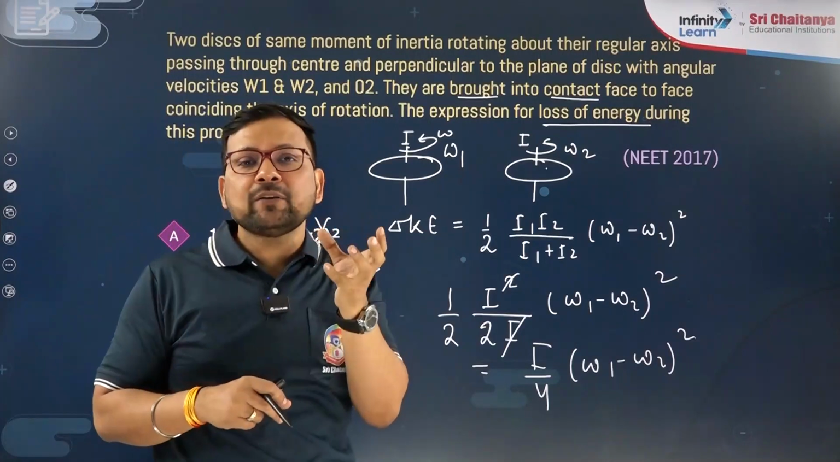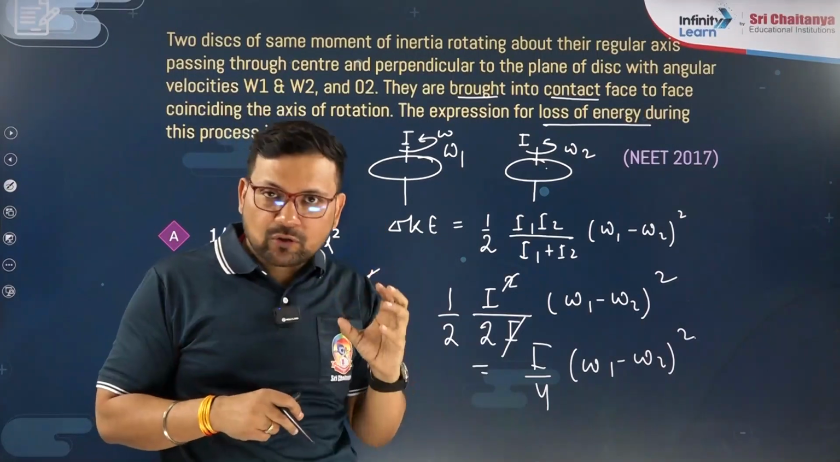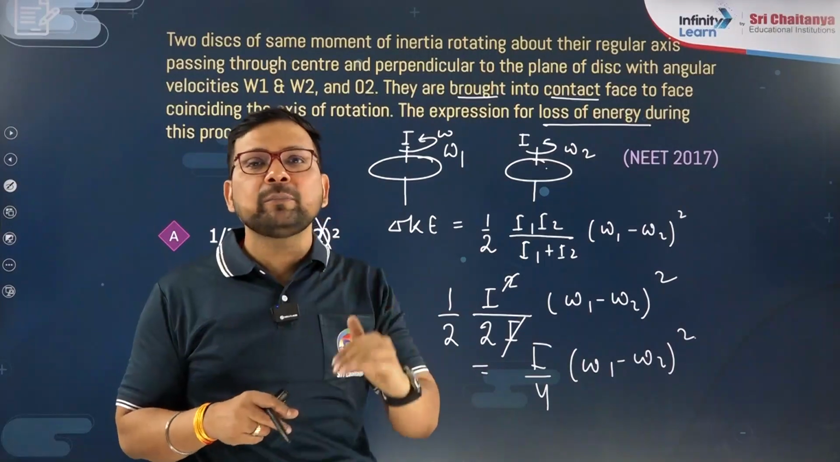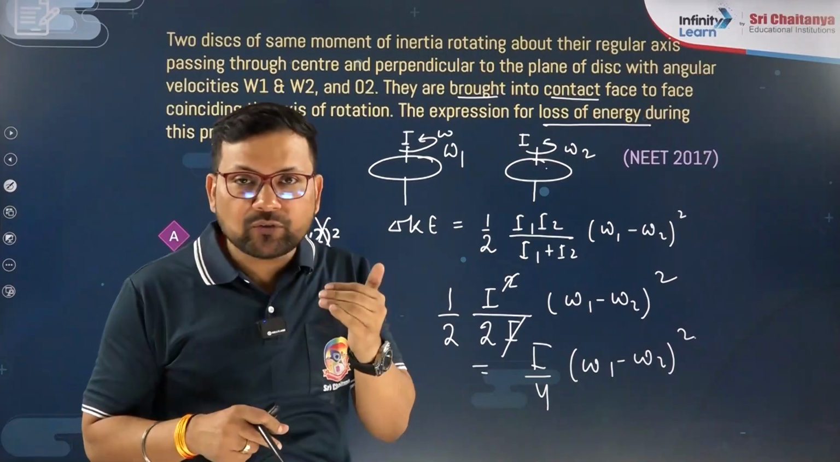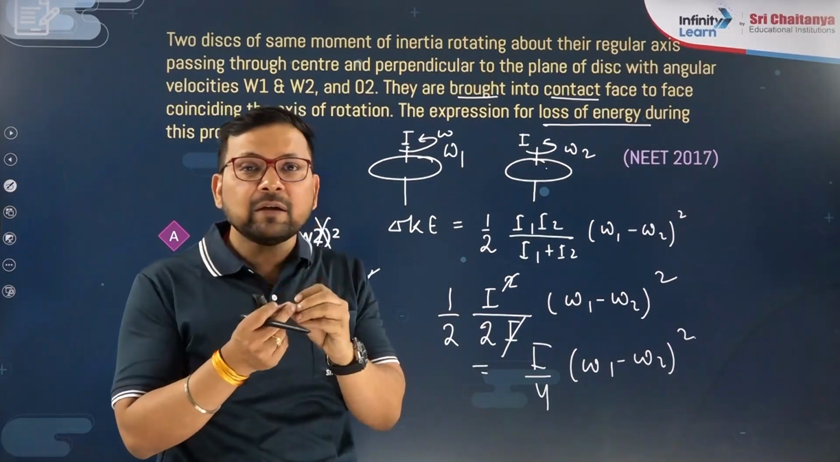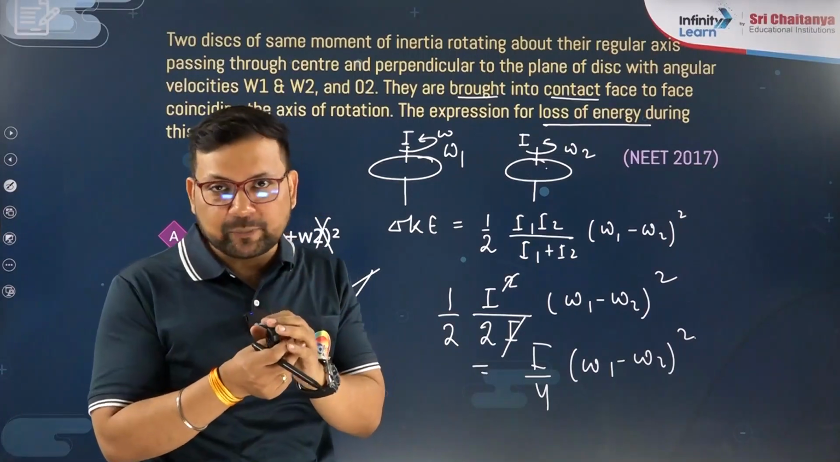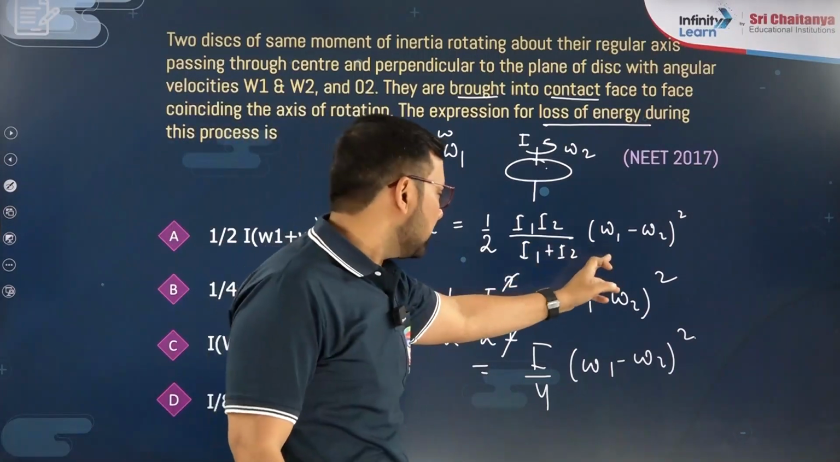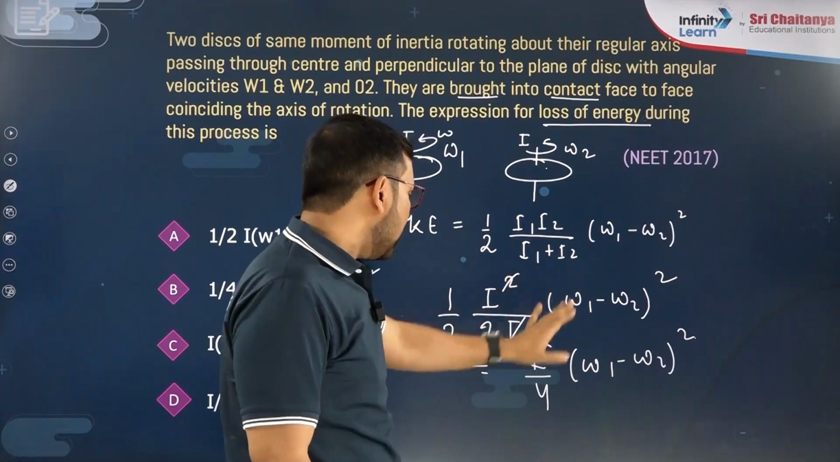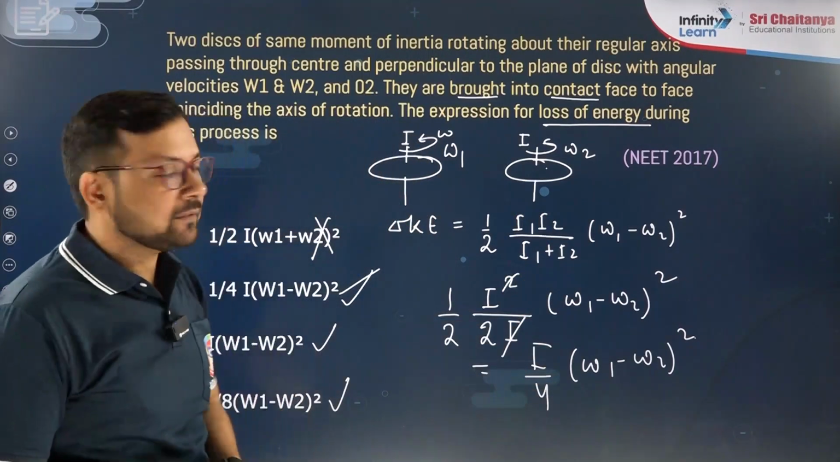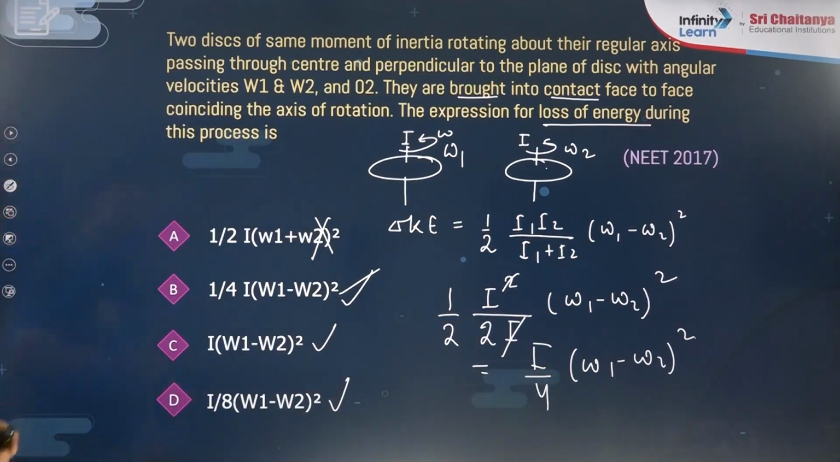The higher omega will be retarded by the torque of friction and the lower omega will be accelerated by the torque of friction. They will reach a common omega, and then there will be a loss in kinetic energy, whose expression goes like this. I will put in the value of I and go with the question. That was the answer of this question. Moving to the next one.